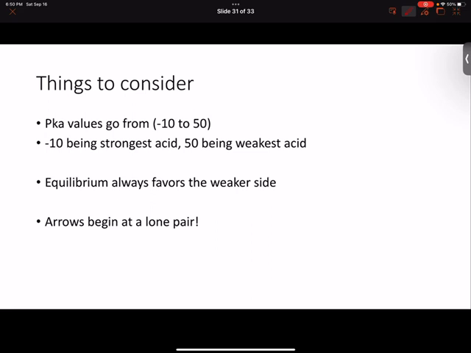Okay, perfect. So some things that we have to consider. Our pKa values come from -10 to 50. -10 is going to be the strongest acid. 50 is going to be our weakest acid. And equilibrium always favors the weakest side. And arrows begin at a lone pair. And of course, they're going to always begin at a double bond or a triple bond when doing resonance.